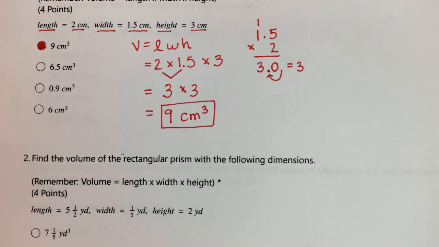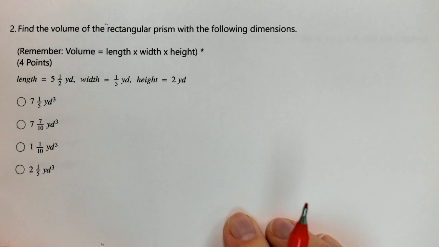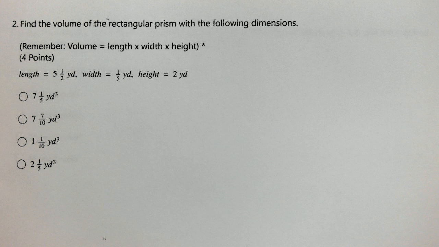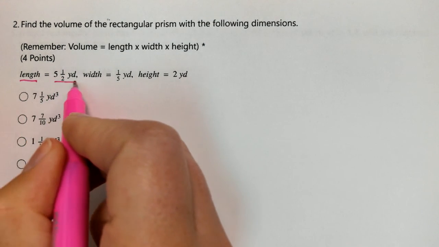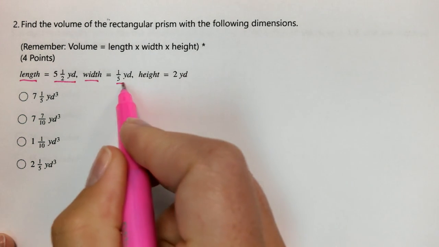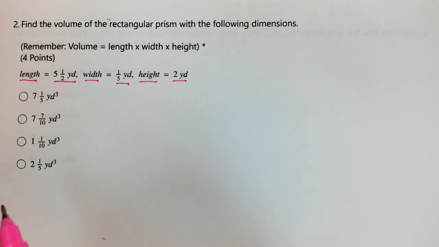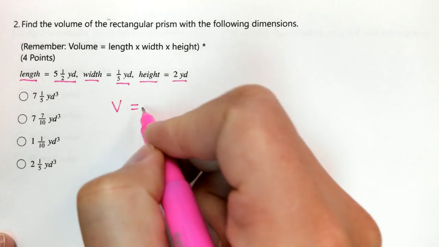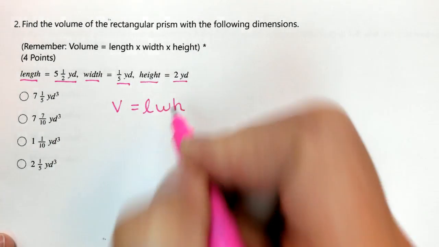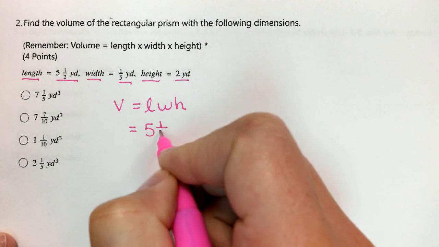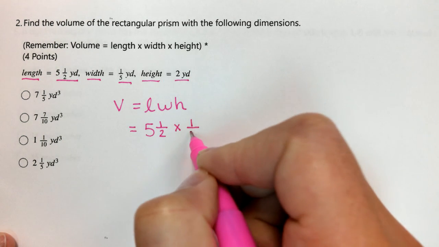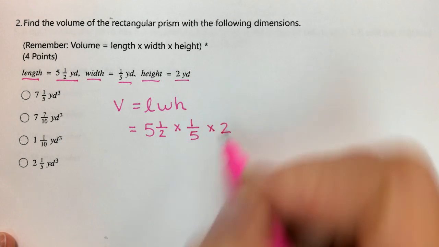Okay? The second example, again, I'm going to find the volume of a rectangular prism with the following dimensions. Remember, volume equals length times width times height. So my first one, my length is 5.5 yards, width 1/5 of a yard, height 2 yards. So I'm going to do volume equals length times width times height. So my length is 5.5, my width is 1/5, height is 2.